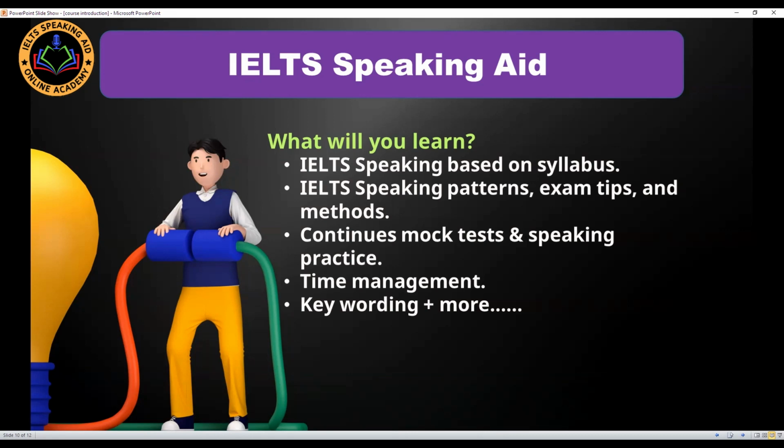Continuous mock test and speaking practice. Even though we are learning theory parts here, we still conduct at least one mock test whenever we deliver a theory type of session. On the same day, I conduct at least one mock cue card practice to make you speak. On other days we conduct a lot of mock tests, and continuously you will gain fluency while learning speaking type questions as well as requirements.